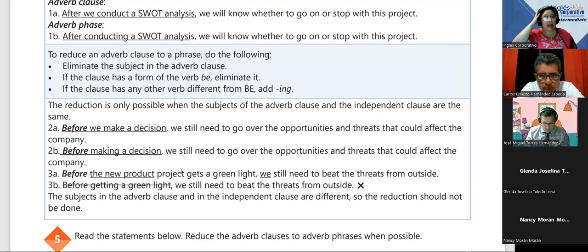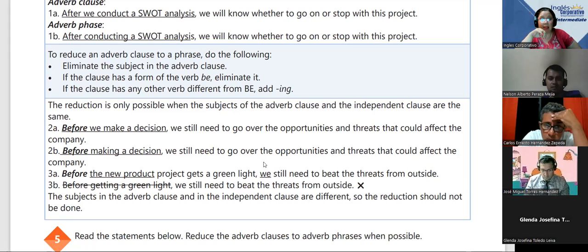Y aquí es el ejemplo de las confusiones. Perdón que esto se me está cayendo porque este es más grande. Vaya, vamos a ver. Dice, the new product project. Ajá, pero ¿quién necesita establecer o vencer las amenazas de afuera? ¿Quién las necesita vencer? Nosotros. El producto. Exactly. So we have different subjects. Entonces no podemos poner before getting a green light, porque no soy yo el que estoy recibiendo la aprobación. ¿Quién está recibiendo la aprobación? El proyecto. Entonces, ahí se crea la confusión.